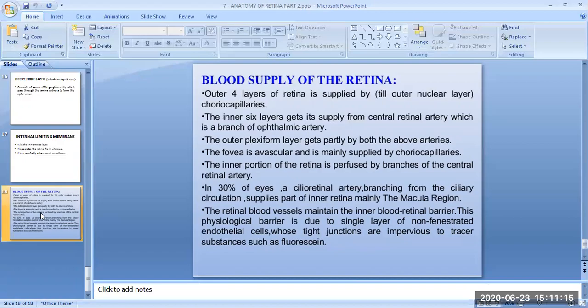In 30% of eyes, a cilioretinal artery branching from the ciliary circulation supplies part of the inner retina, mainly the macular region. The retinal blood vessels form the inner blood-retinal barrier. This physiological barrier is due to the single layer of non-fenestrated endothelial cells whose tight junctions are impervious to tracer substances such as fluorescein. So here completes our anatomy of the retina.